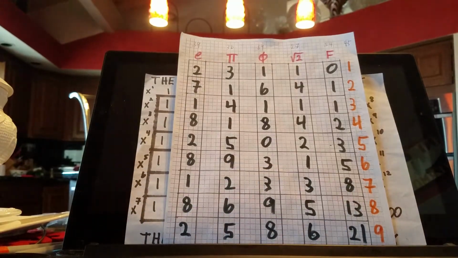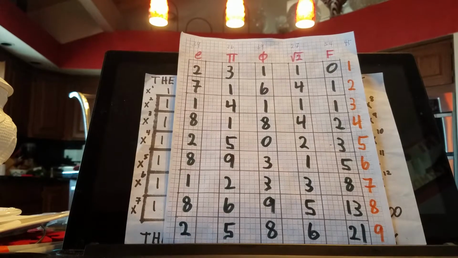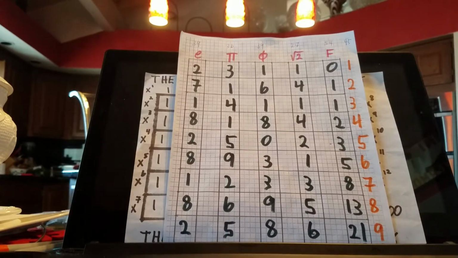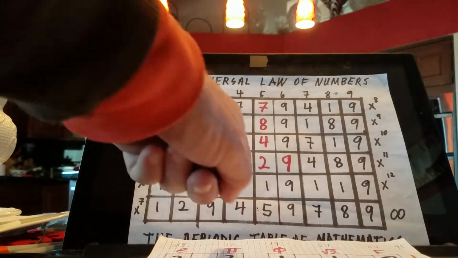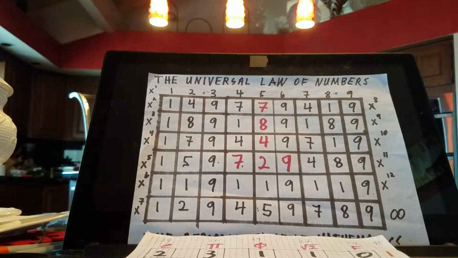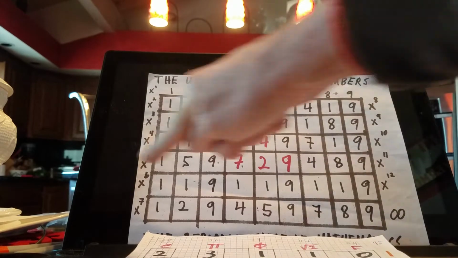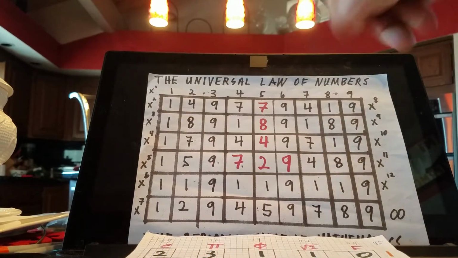But what we're going to do is proceed, and I'm going to demonstrate to you what happens when we multiply these lines by these particular number series, e, pi, phi, the square root of 2, and the Fibonacci numbers, as well as the number sequence we're familiar with, 1, 2, 3, 4, 5, 6, 7, 8, 9. What we're going to come up with are, in essence, the same numbers as if we just multiplied these numbers by themselves.